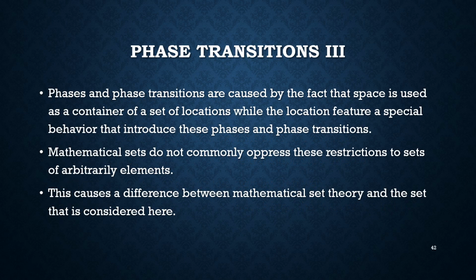Phases and phase transitions are caused by the fact that space is used as a container of a set of locations, while the locations feature a special behavior that introduces these phases and phase transitions. Mathematical sets do not commonly impose these restrictions on sets of arbitrary elements. This causes a difference between mathematical set theory and the set that is considered here.